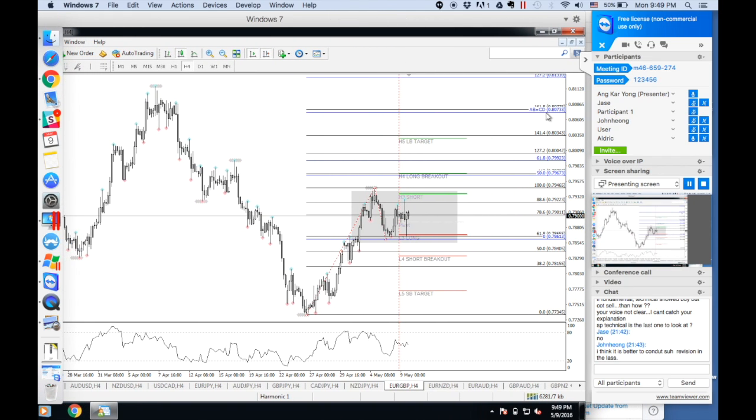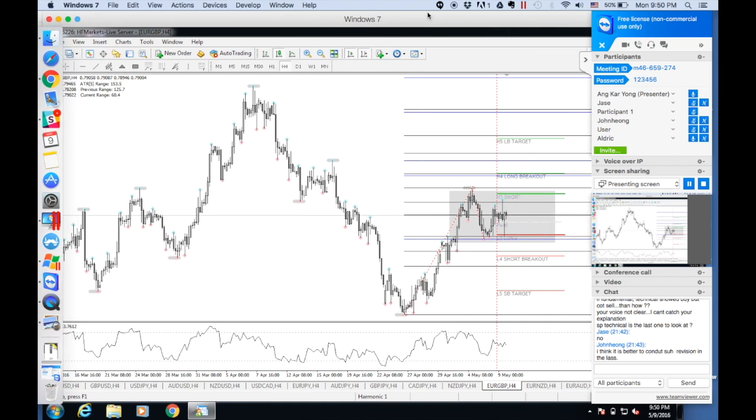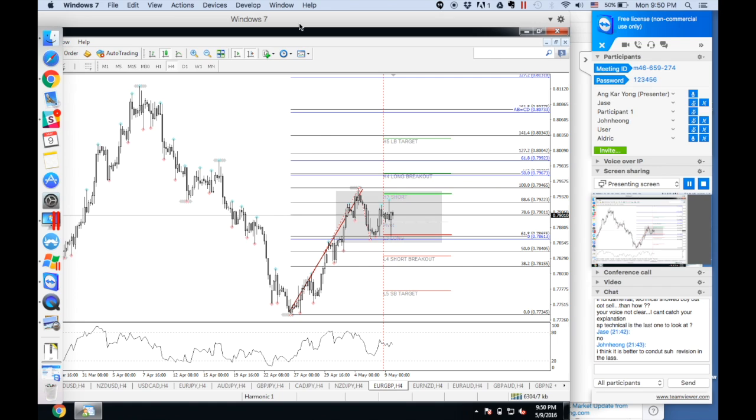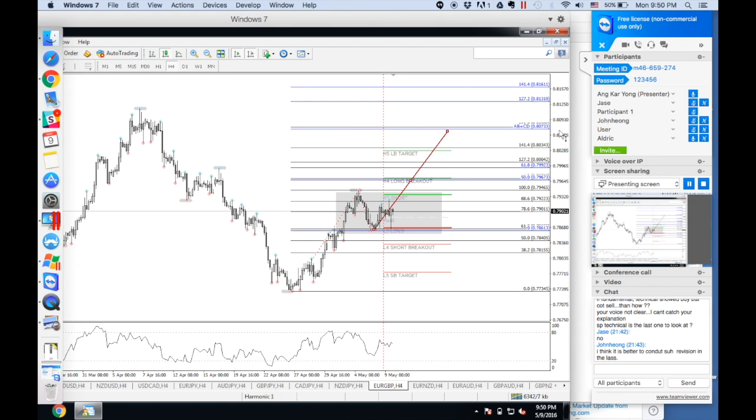TP1 we always use 1:1, which is AB equals CD. What it means, let me just draw it in. 1:1 means that the length of this move is going to be equivalent over here as well. So this is what we call a 1:1 movement. Our first take profit will be at this level, which is AB equals CD. The next take profit level will be at the 127.2 expansion level.